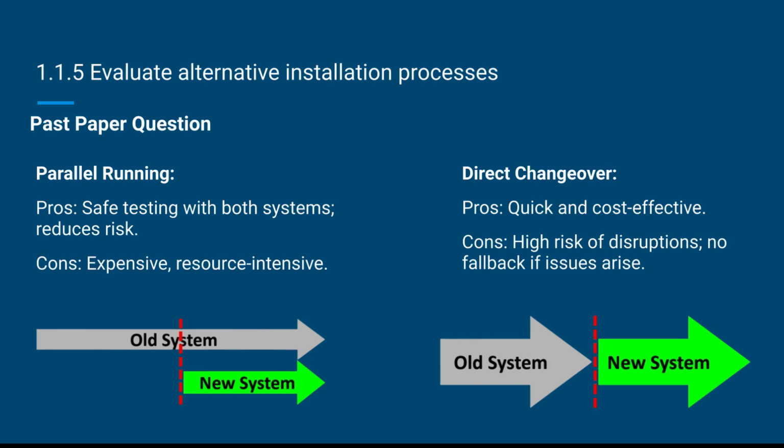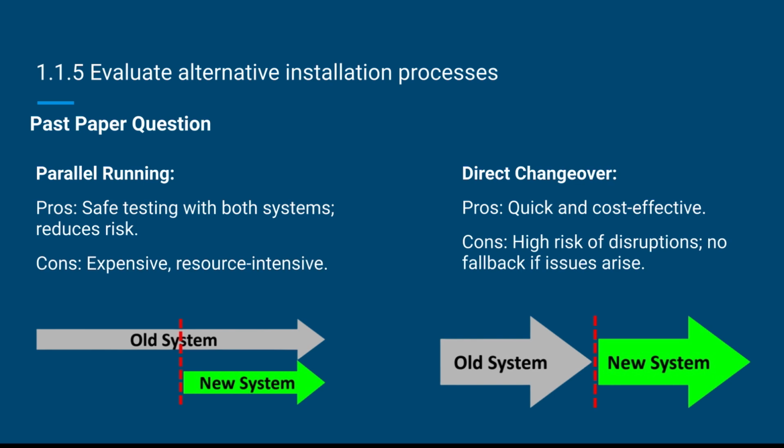Advantages include how it allows employees to compare results, ensuring the new system works accurately and as expected. Some disadvantages include how it requires more resources, including staffing and potential extra hardware to operate both systems simultaneously. And it's also more costly as you need to operate two systems at the same time. We would also use direct changeover, which is when the old system is immediately replaced by the new one. So the legacy system is shut down as soon as the new system is launched.